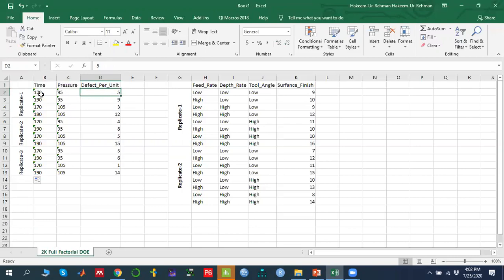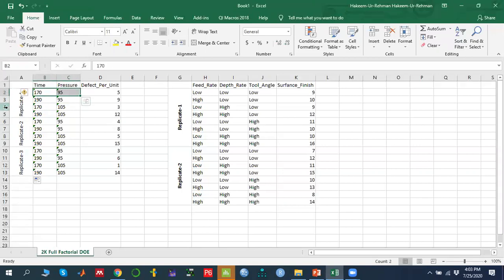We have also done some brainstorming and decided the low value and the high value of the time. The 2 levels for the time factor are: low value 170 and high value 190. As we discussed for 2 power k, k is the number of factors, here time, and 2 is the number of levels, that is, the low and high values. So what would be the defect when the time is 170, and what would be the defect when the time is 190? Similarly, for the second factor, pressure, the low level is 95 and the high level is 105.